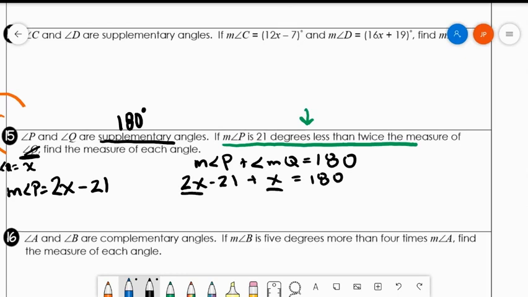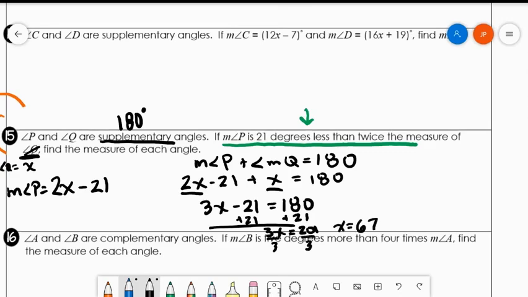I'll combine my like terms. My only like terms there are the x's. And now I can solve this thing for x. I'll add 21. I'll divide by 3. And x is 67.